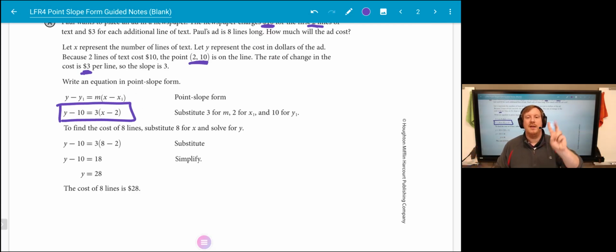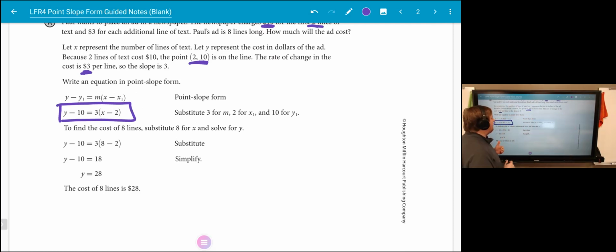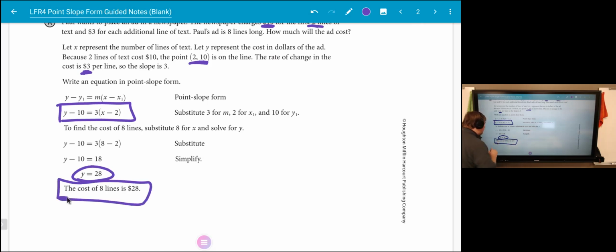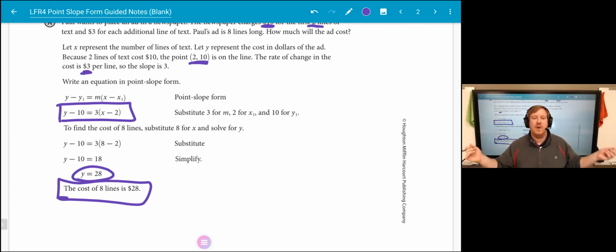Okay, that's part 1. The second part is solve for what they're asking for. It said Paul's ad is 8 lines long. How much will the ad cost? In other words, 8 is my x value. Y minus 10 equals 3 times 8 minus 2. I can do 8 minus 2 is 6, times 3 is 18. Add 10 to both sides, 28. This is the major second part of what you're trying to get to. The written part. The cost of 8 lines is $28. If you just write 28, I have no idea what you're going for. Use math writing. The cost of 8 lines is $28.